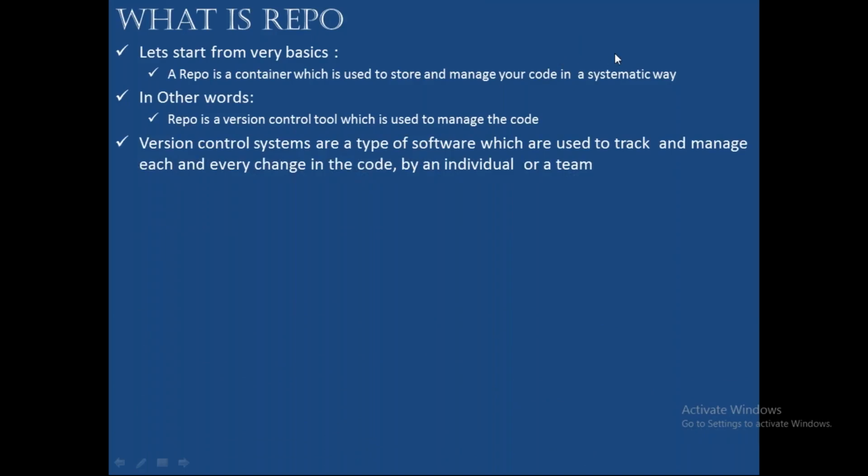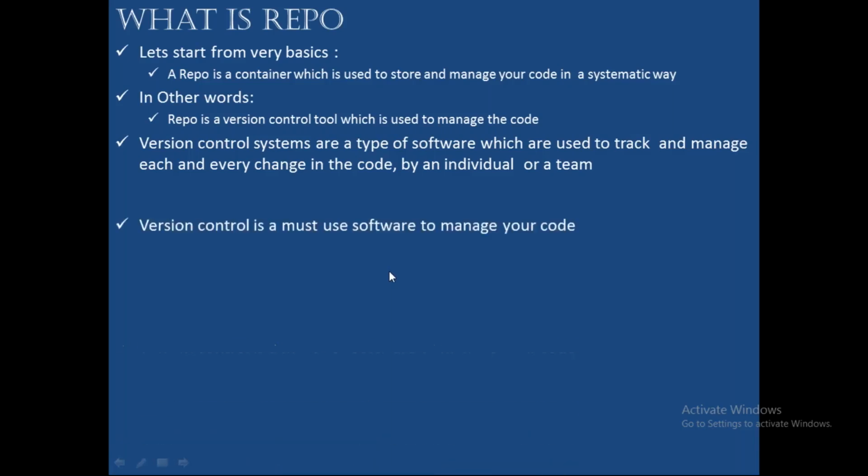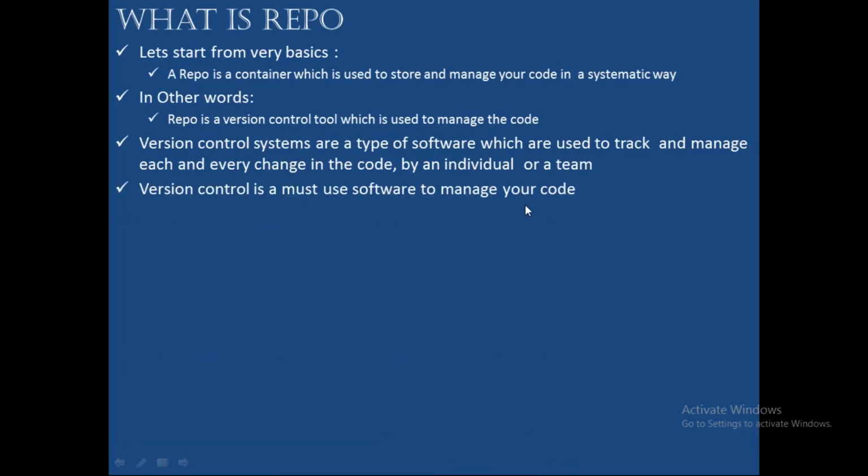Next, you see, version control systems are a type of software which are used to track and manage each and every change in the code by an individual or a team. So basically, what will version control systems do? They track the changes that everybody does, or that your entire team is doing. To track who is changing what, you need to have a version control system. Version control is must-use software to manage your code. So this is must-use software in real time.